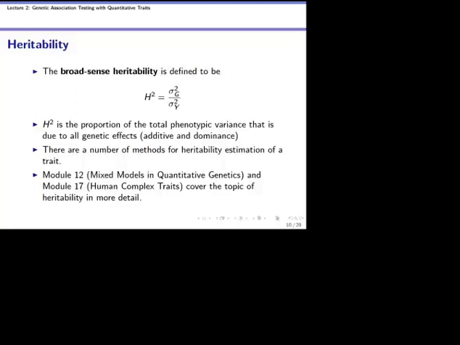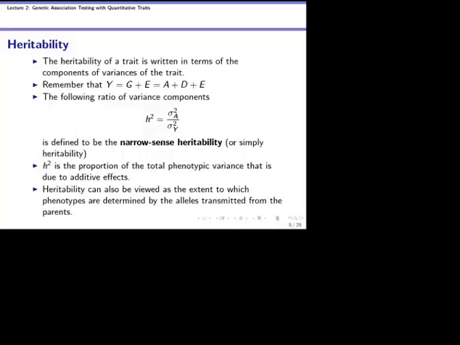It's easier to get the additive part because we can just use a linear regression model. The dominance is hard because when we do a linear regression model, it's hard to decompose what's due to dominance and what's due to environment.